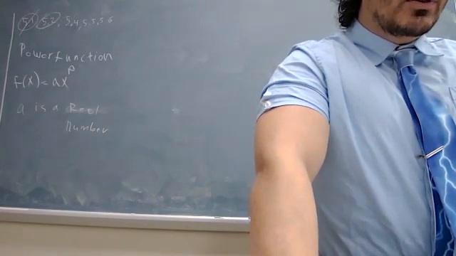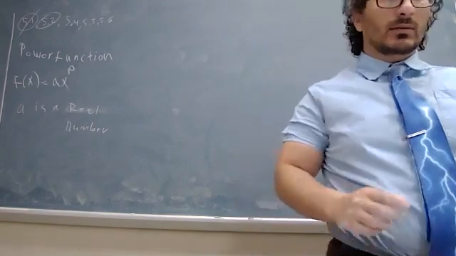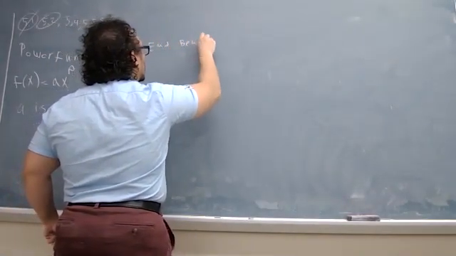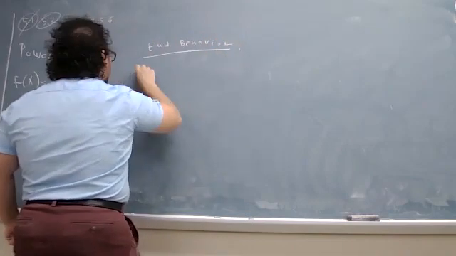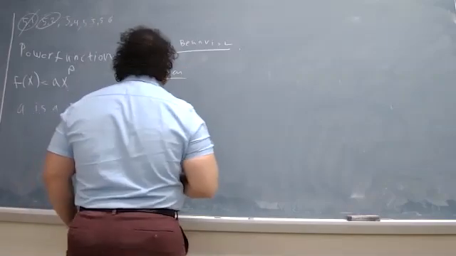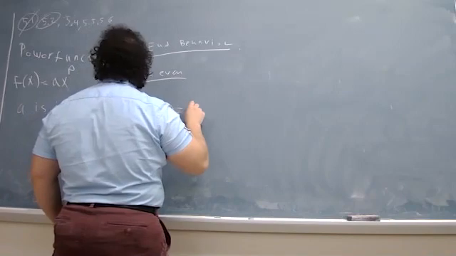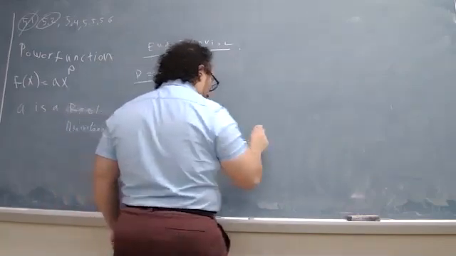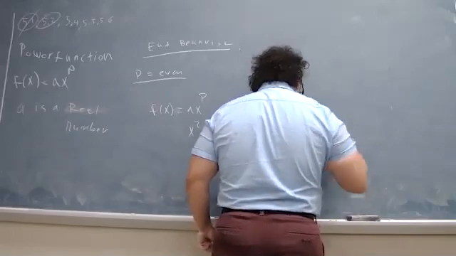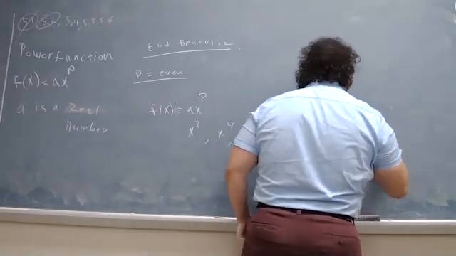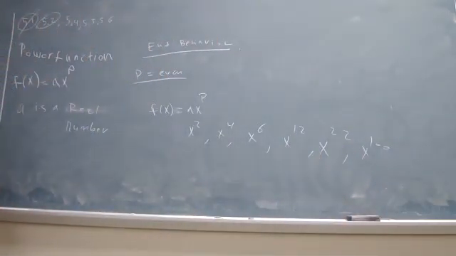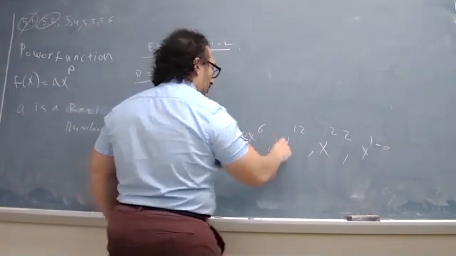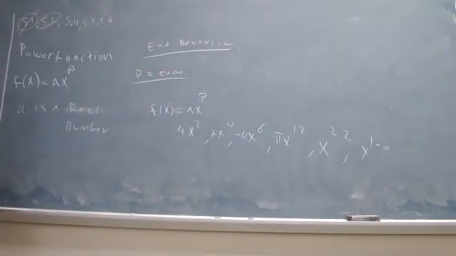So let's talk about the end behavior of power functions. Let's say p is even. Then we have our function f of x is equal to a x to the p. For example, we have x squared, x to the 4, x to the 6, x to the 12, x to the 22nd, x to the 100. All of these are even power functions. And maybe I can put a number out here in front: 4, 7, -12, pi. They're all power functions.